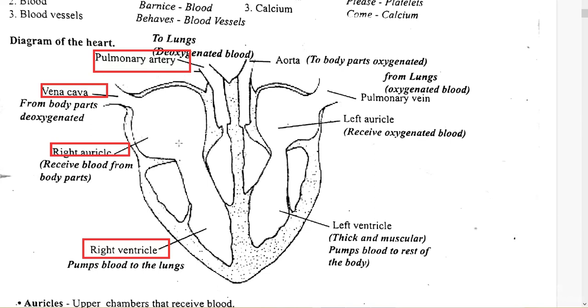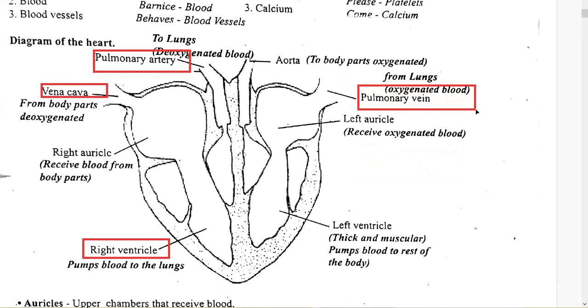So deoxygenated blood gets into the heart through the vena cava, then to the right auricle, then to the right ventricle, then from the right ventricle to the pulmonary artery, which pumps the deoxygenated blood to the lungs. Now, after the blood has been oxygenated in the lungs, it comes into the heart again through the pulmonary vein.